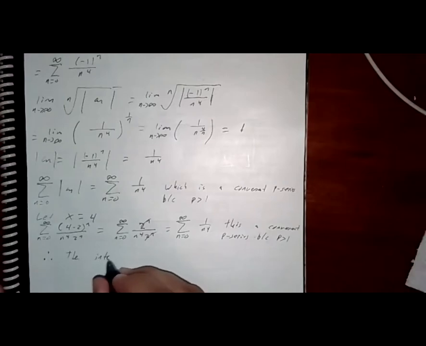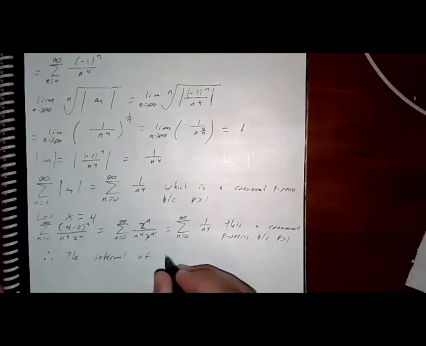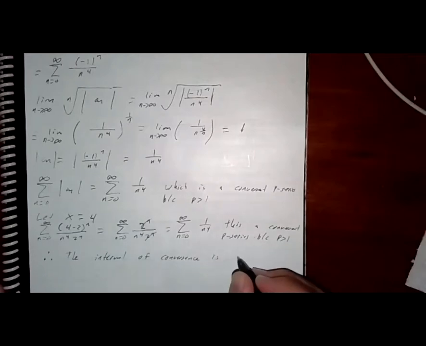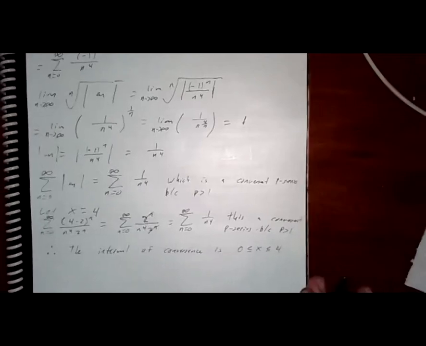So therefore, the interval of convergence is 0 less than or equal to x less than or equal to 4. So we're good at the endpoints and everywhere in between. Okay, so if they ask for the interval, you got to test those endpoints. Basically, testing one endpoint creates like a new problem, kind of.